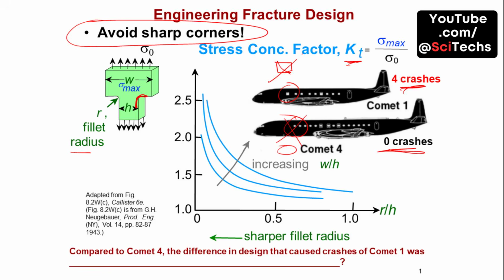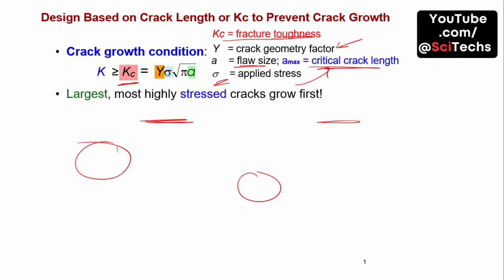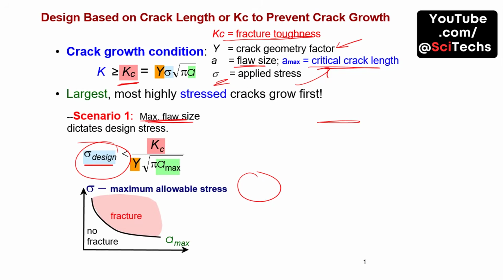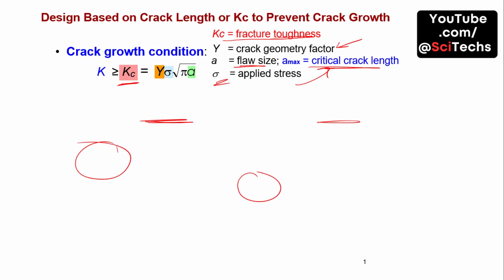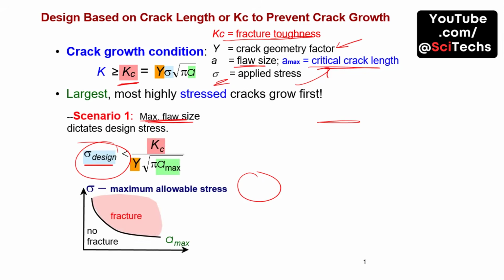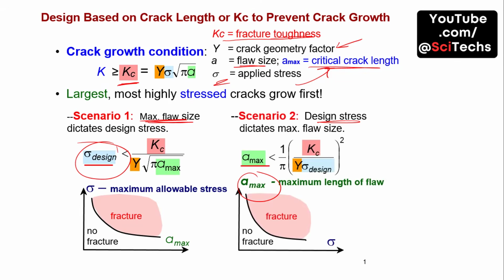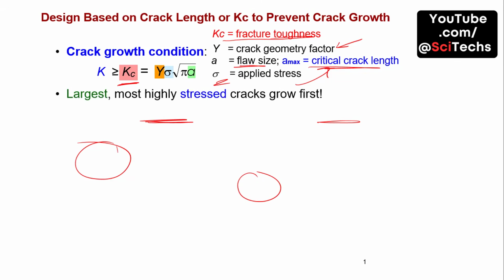In engineering fracture design, avoiding sharp corners is crucial. The stress concentration factor, Kt, plays a significant role in determining the likelihood of failure. Comparing designs, we see how sharper fillet radii can reduce the risk of crashes. Designing to prevent crack growth involves understanding the crack growth condition and the critical crack length. The maximum allowable stress and design stress dictate whether a material will fracture or remain intact.